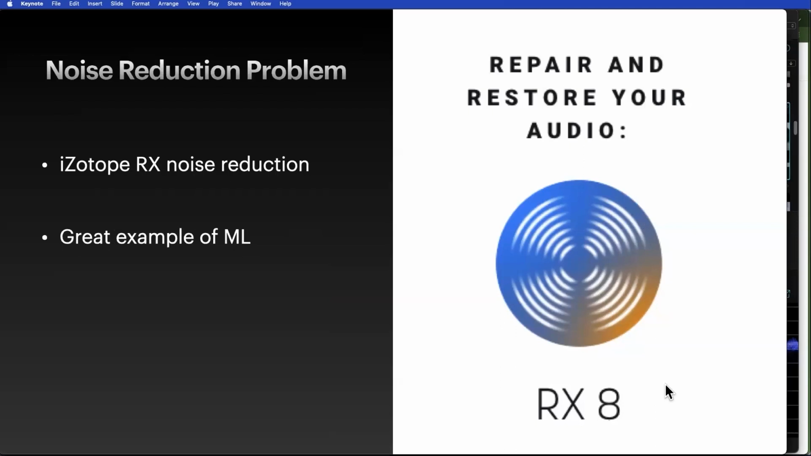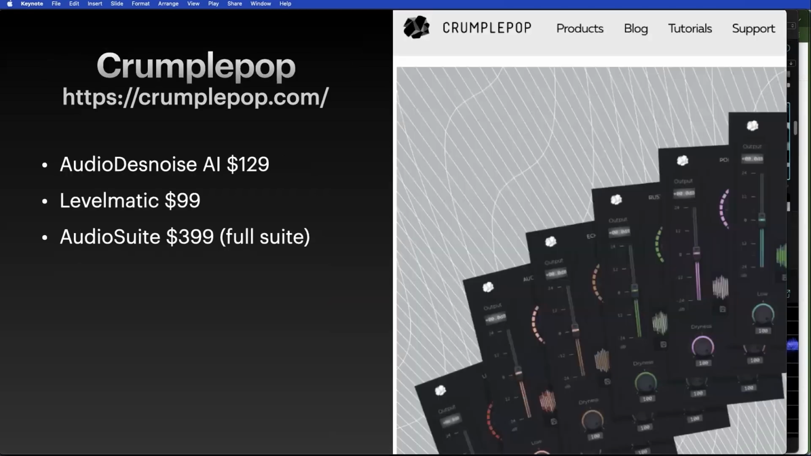Isotope is the name in noise reduction. It is by far the best noise reduction, although Crumplepop's very, very good. It's not AI, but it has been trained with machine learning. I want to again mention Crumplepop's tool is excellent.